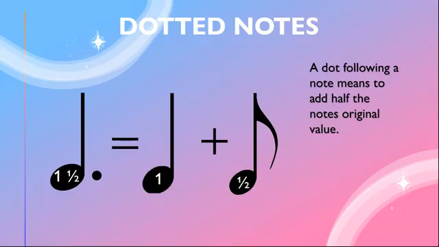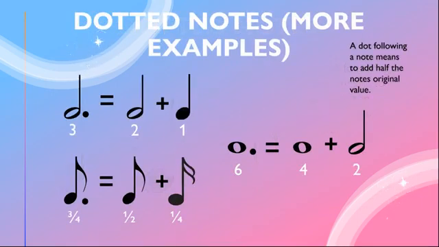So we now have 1.5 beats or pulses. And like I said, at first it may seem a little complicated, but let's look at more examples. In this top example, we have a dotted half note. From our definition earlier, all we need to do is find out what is half of a half note.